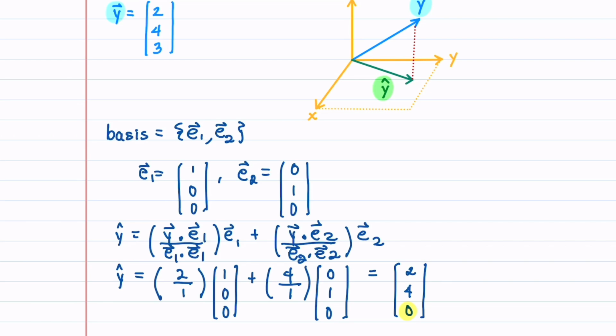Now that we understand this concept a little bit better, we can think about what it would be like if we projected y onto the xz plane. If we did that, our y hat would just be equal to 2, 0, 3, because our y component would be equal to 0. We could then find a similar vector for projecting y onto the yz plane.